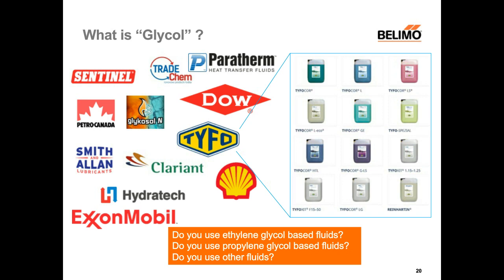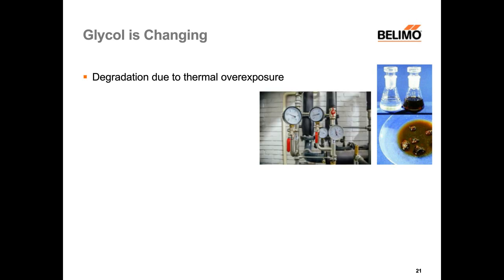Okay, but glycol can also change during its usage period. There can be aging or degradation. That happens mainly in solar applications. Due to thermal overexposure, the fluid becomes flocculent or clumpy. But there can also be a pressure loss in your system. And sometimes someone just adds water. In that case, you're diluting and your freeze protection might not be given anymore.